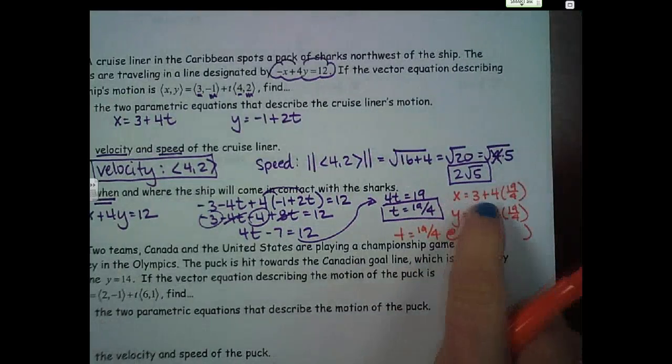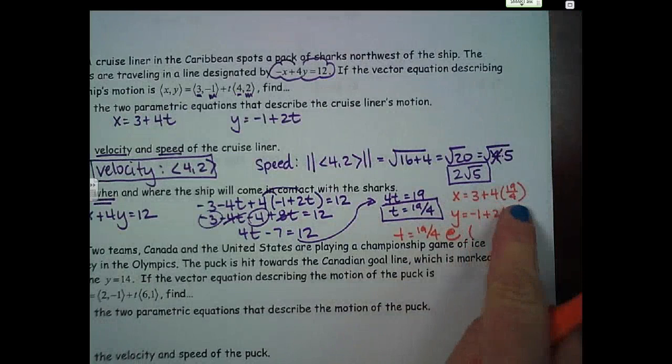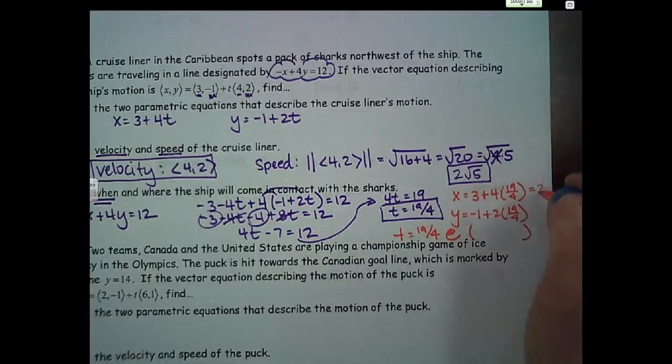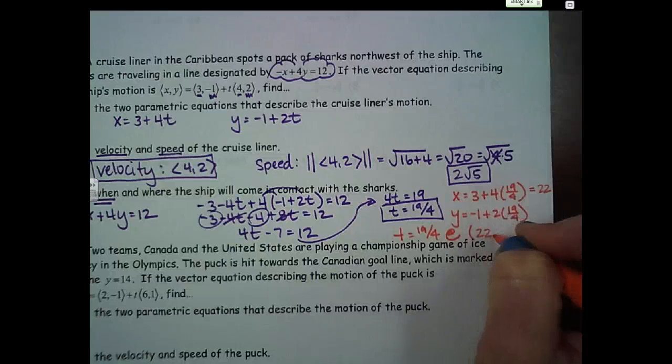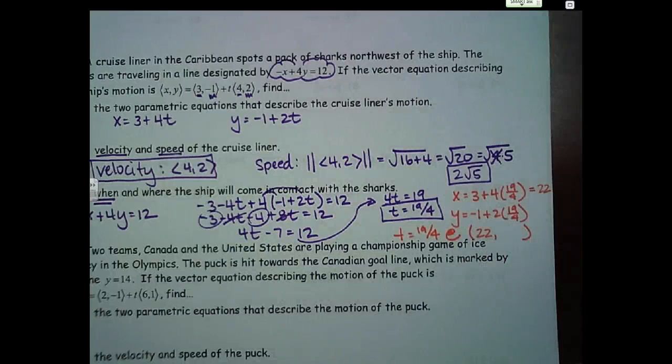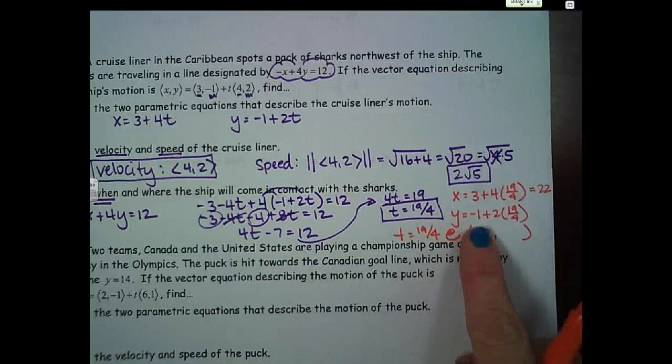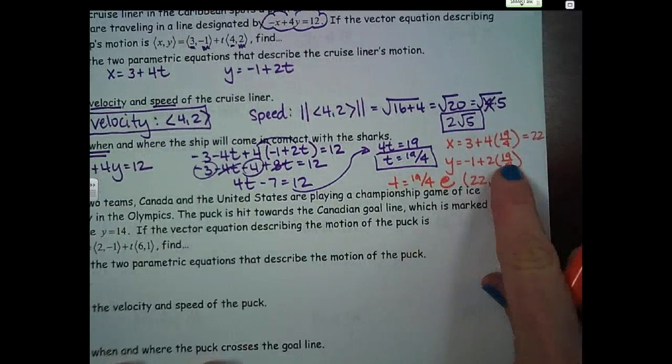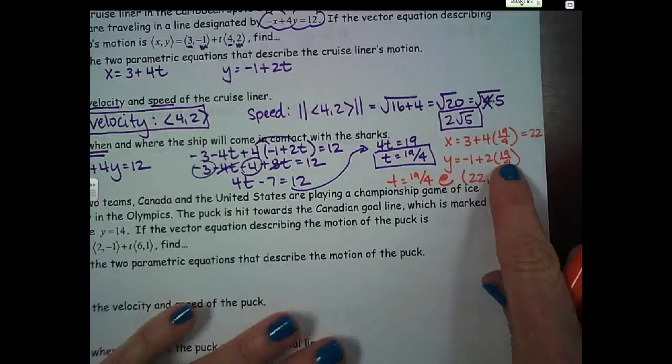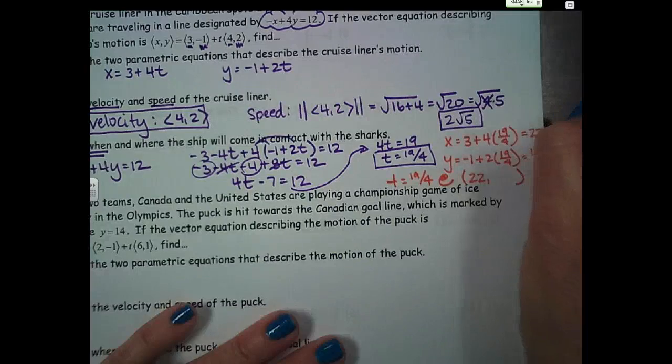So if you type 3 plus 4 times 19/4 in your calculator, you get 22. So that's the x value of where you're at. To find the y value, -1 plus 2 times 19/4, you're going to get a decimal. So hit math, enter, enter. And that will give you 17/2.